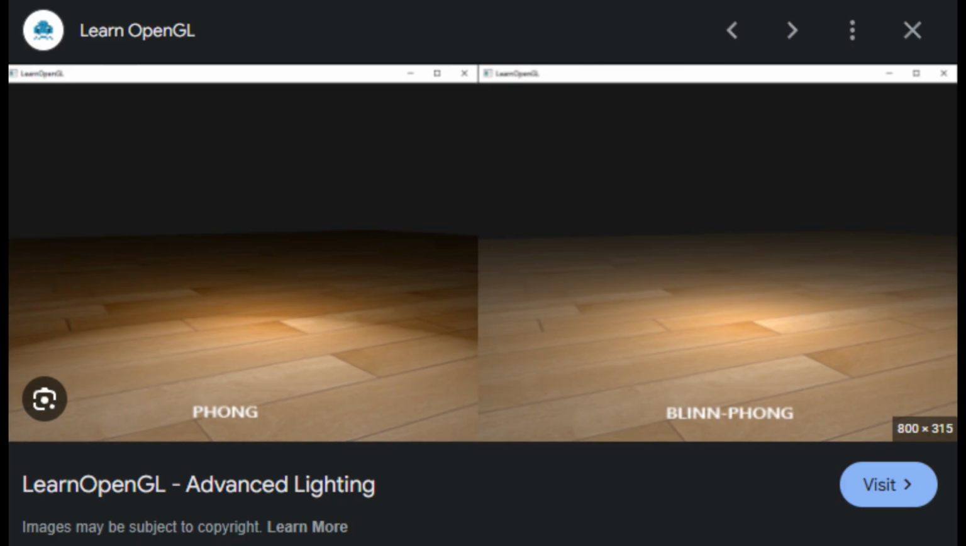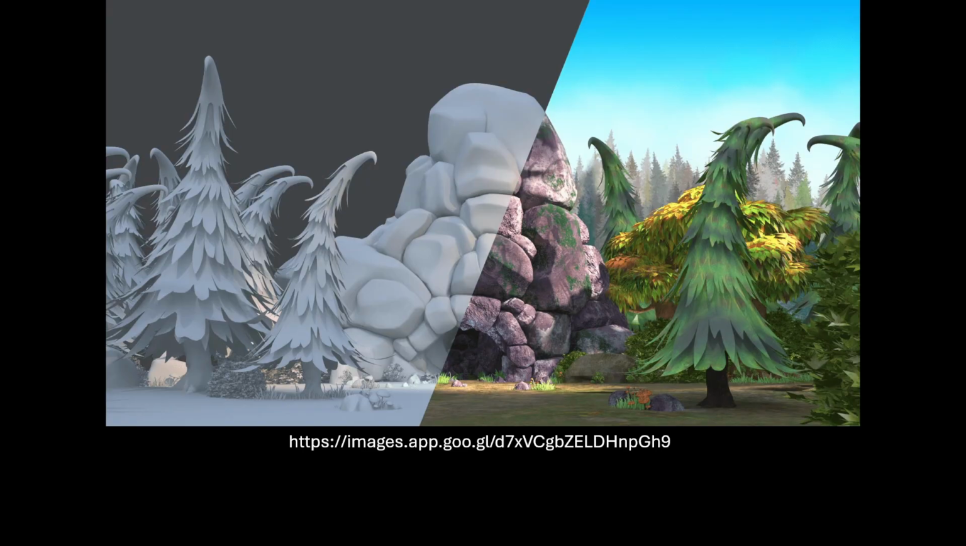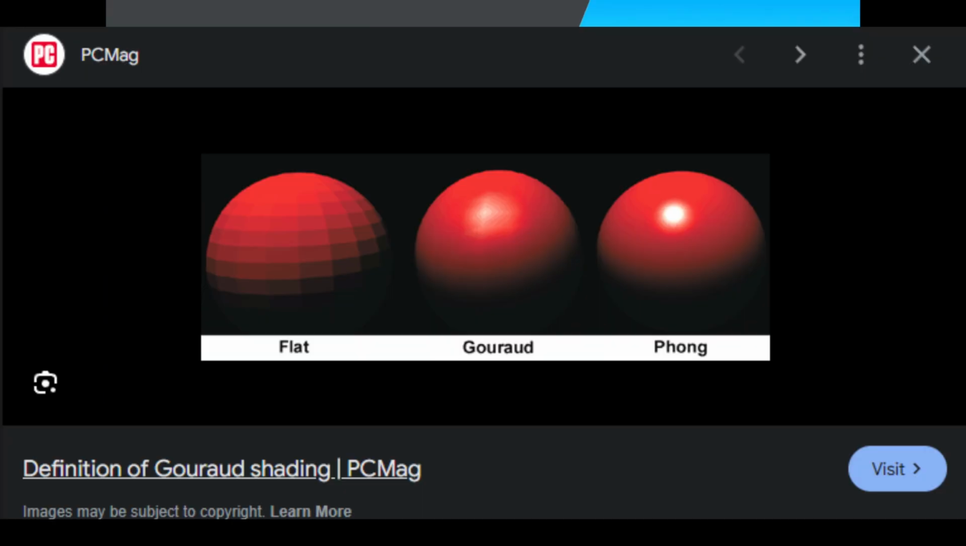Next one, the Blinn-Phong shading model. So what is the Blinn-Phong shading model? This is an improved version of the Phong model. The Blinn-Phong model uses a half-way vector for calculating specular highlights, which is more efficient and produces softer highlights. Next one is Gouraud shading. Gouraud shading is a vertex-based shading model that computes lighting at the vertices and then interpolates these values across the surface of the polygon.